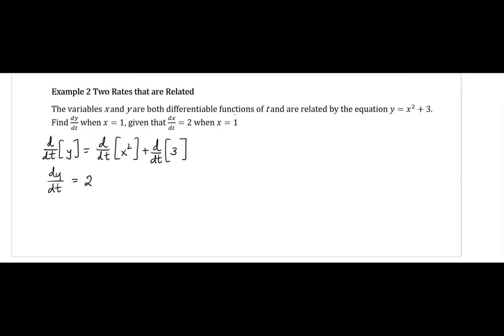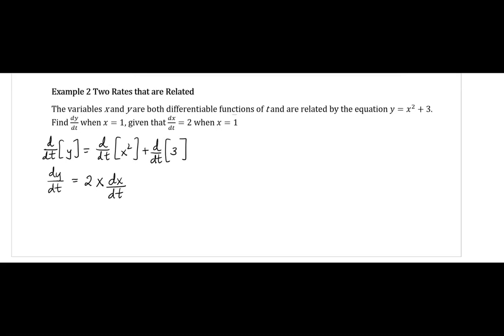We'll bring our exponent of 2 down. New exponent on x is 1. Chain rule says we have to multiply by the derivative of x, but in this case, the derivative of x is not 1. It is just dx/dt. x is a changing variable. And the derivative of 3 is simply 0.